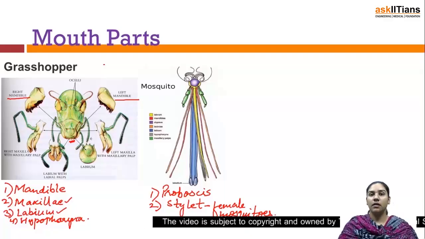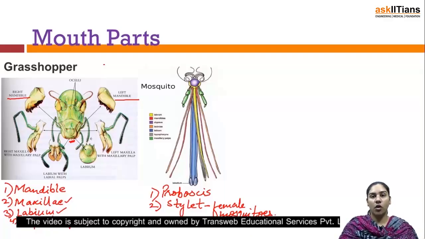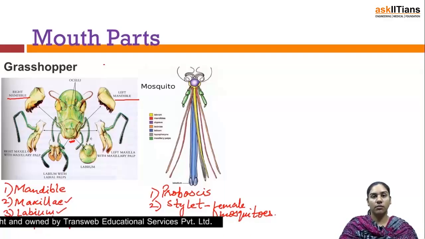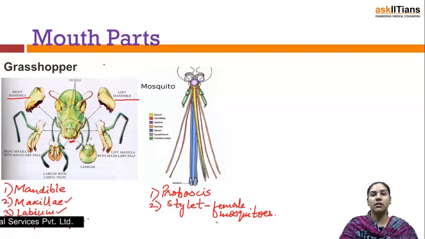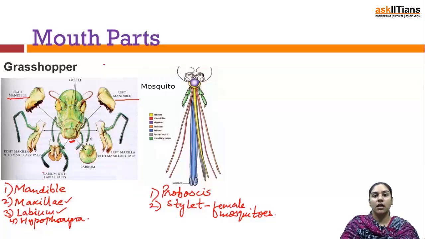The labium covers all the mouth parts, and the labrum is the main feeding tube in the mosquitoes. So the labrum helps in sucking the blood in the mosquitoes. They also have modified maxilla and mandible. So mosquitoes' mouth parts are proboscis and the stylet.